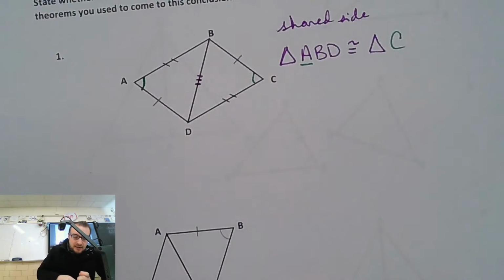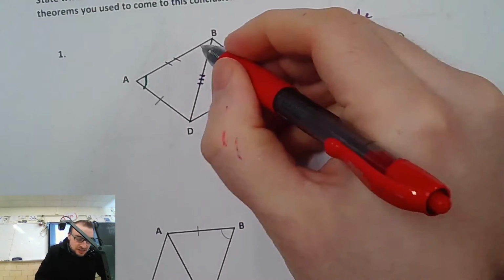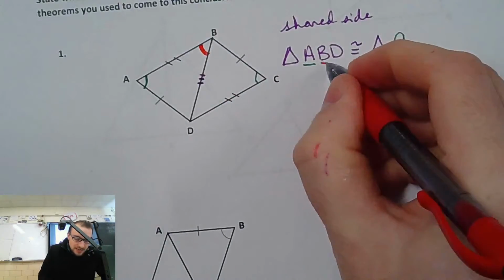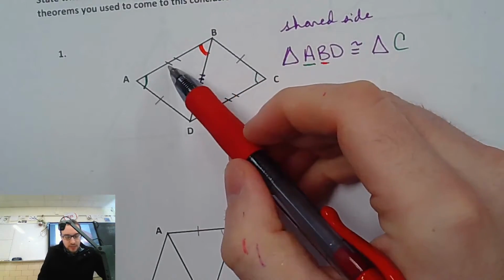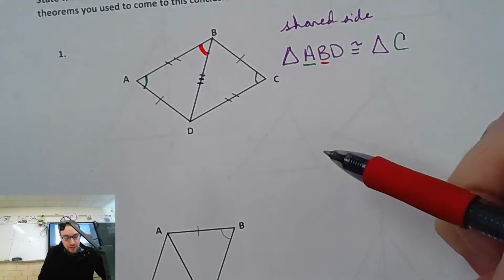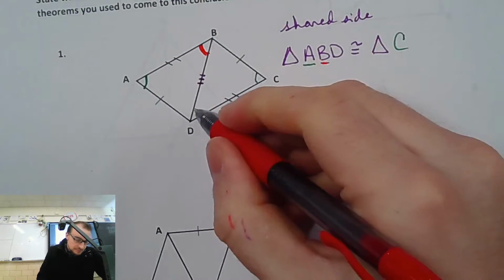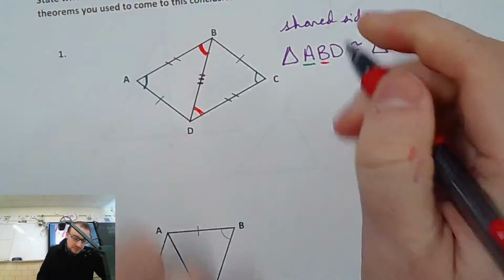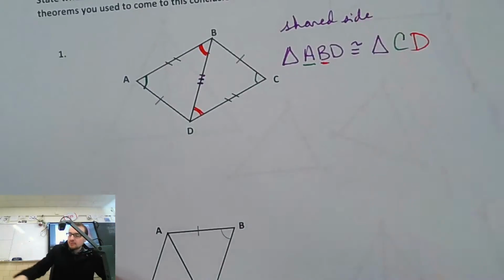Angle B on the left side triangle is this angle right here. And that angle is going to match up with the angle that's formed by 2 tick marks and 3 tick marks on the other triangle. So that's going to be here. 2 tick marks, 3 tick marks. So B and D match up.